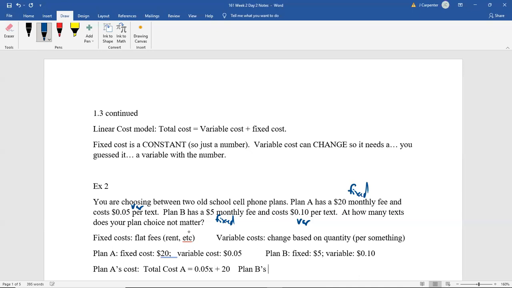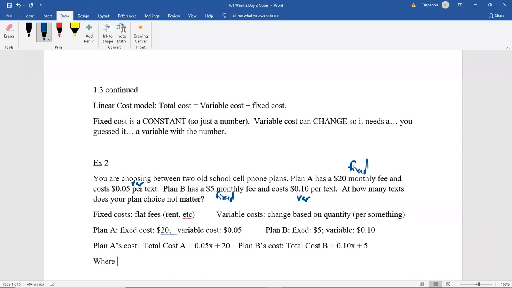For plan B, its total cost would be equal to, and I'm kind of over labeling things, its variable cost of 10 cents per, so times the variable, plus its fixed cost, which was $5. And then you might want to say somewhere where x is the number of texts sent in a month. If you're doing this on homework and tests, do you have to label everything so supremely? Not necessarily. Is it good practice? Absolutely.